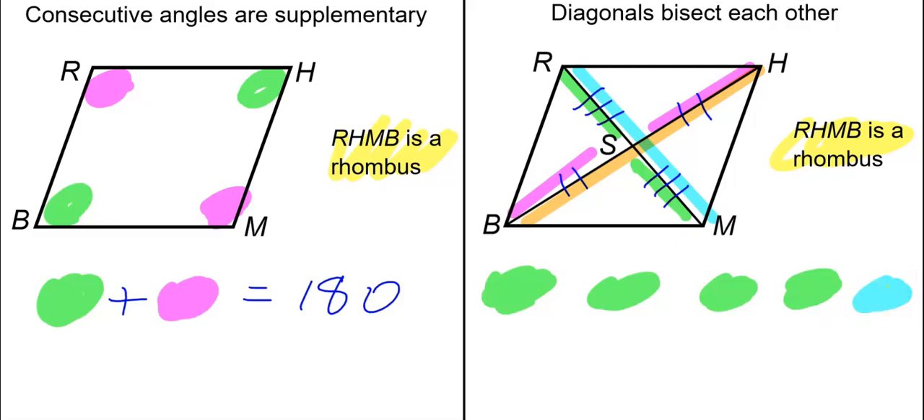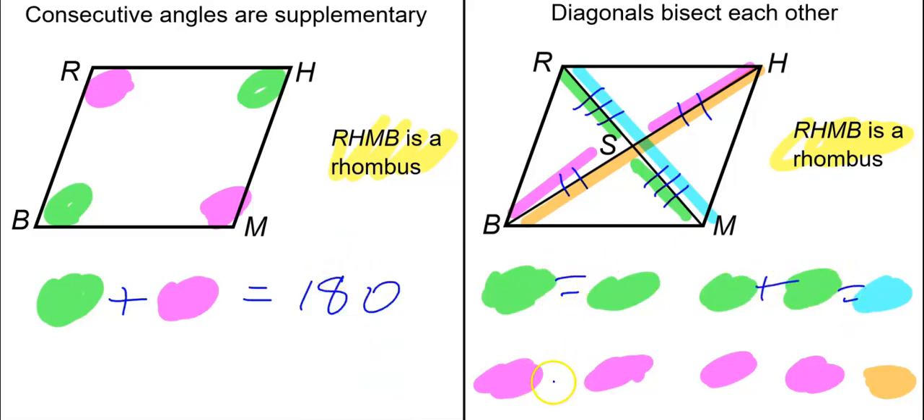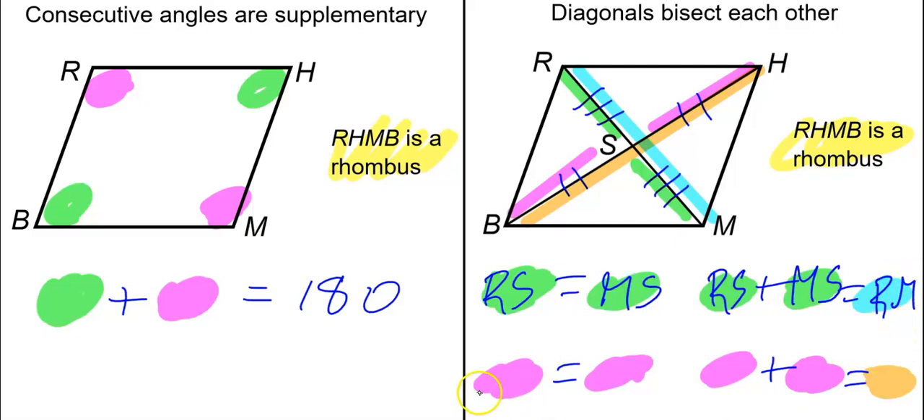There we go. Let's get all this in. Let's get in my colors first, and then we'll fill it in. So I know green equals green, green plus green equals blue, purple equals purple, purple plus purple equals orange. So green, the length of RS equals the length of segment MS, and the length of RS plus the length of MS equals the entire diagonal RM, part plus part equals whole.